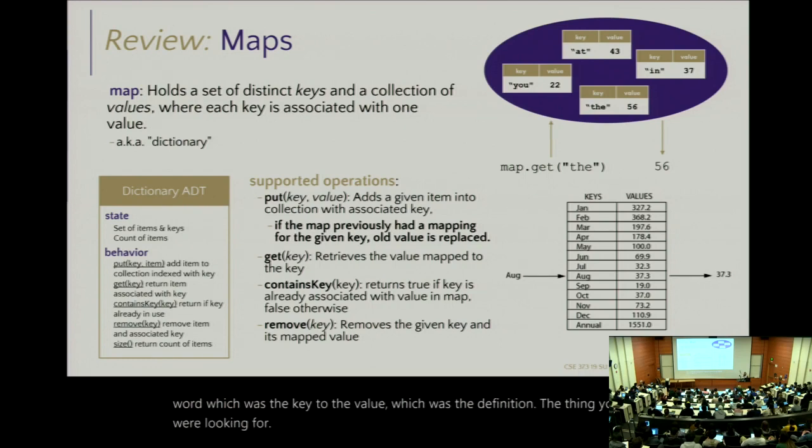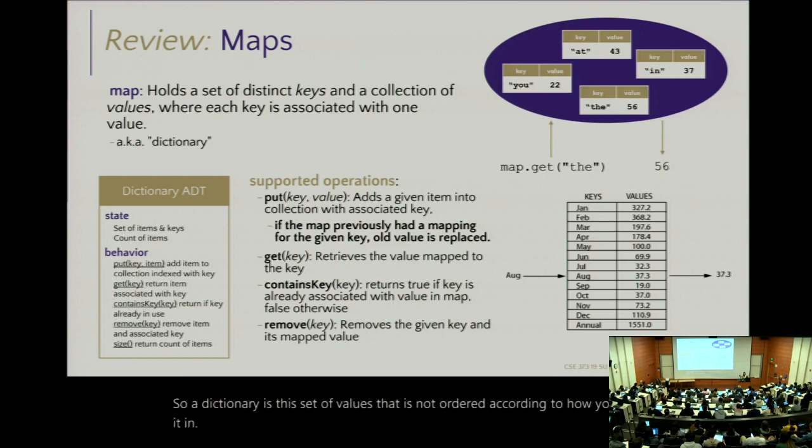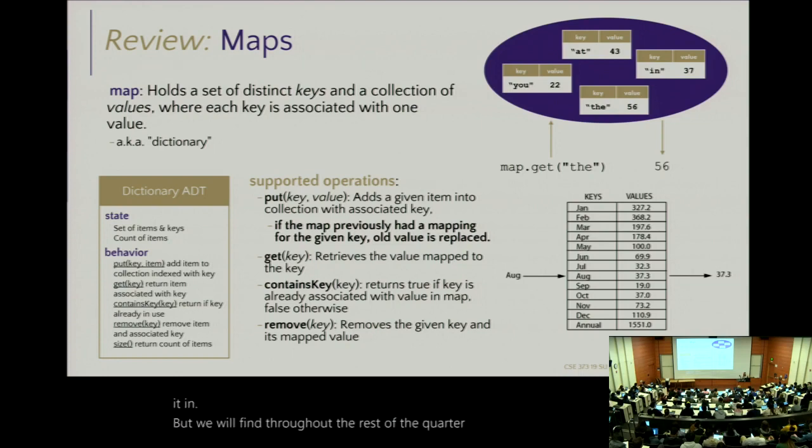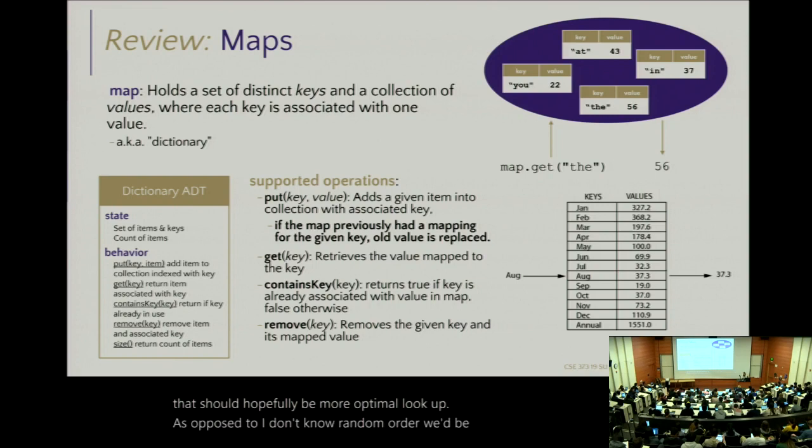So a dictionary is this set of values that is not ordered according to how you put it in, but we will find throughout the rest of the quarter is ultimately instead ordered to optimize for lookup. So in the dictionary, it's alphabetically ordered because that should hopefully be more optimal lookup. As opposed to, I don't know, random order, we'd all be struggling, right?